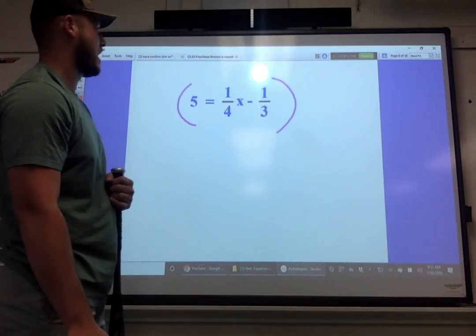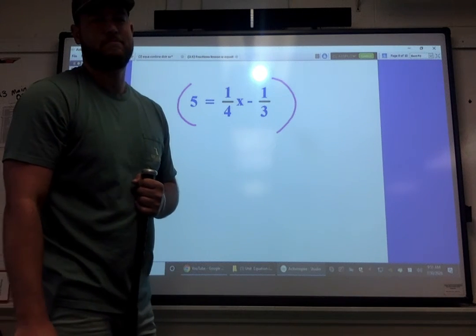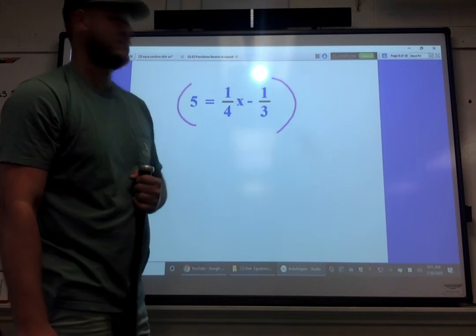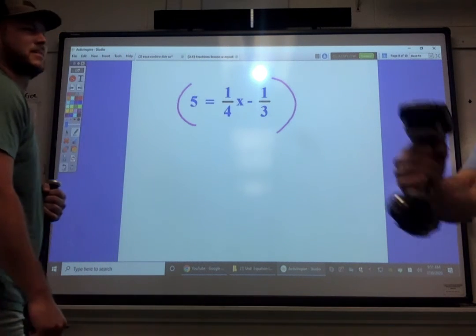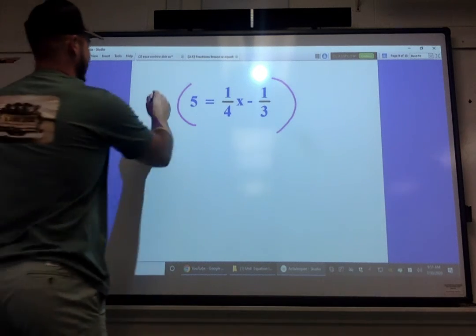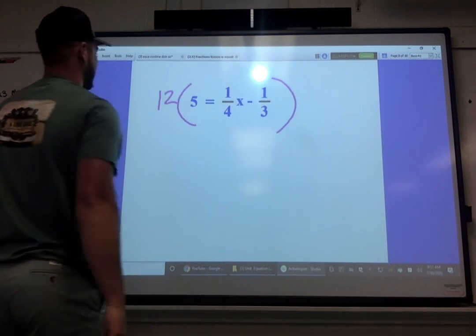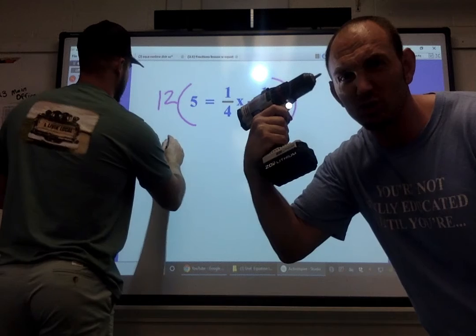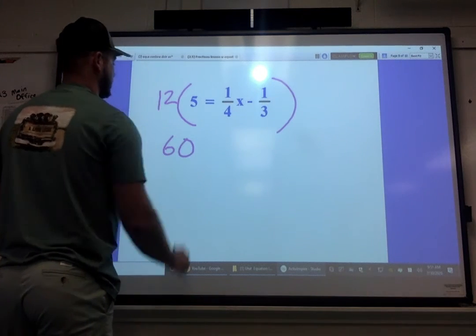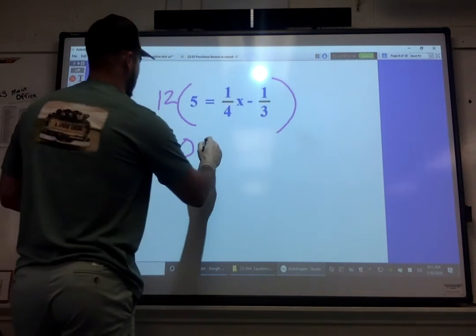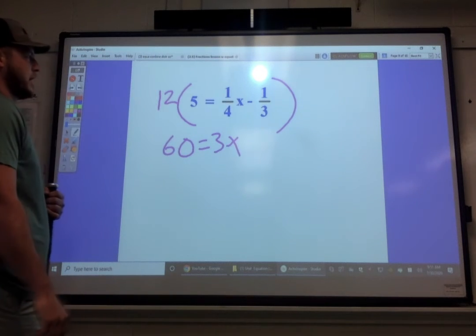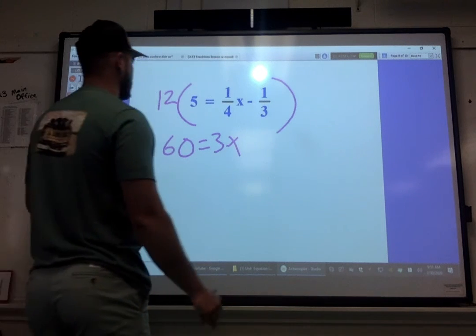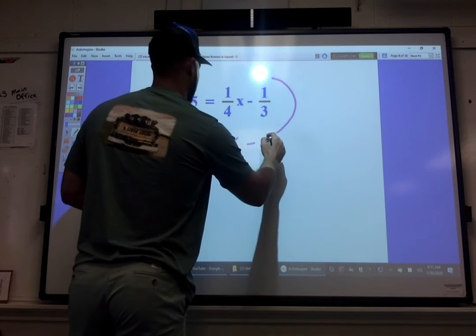You multiply everything by 12. Does that work? Yes. Trying to drill this into your brain. The more you do, 12 times 5 is 60. 12 times 1 is 12, divided by 4 is 3x. 12 times my negative 1/3 would be a negative 4.